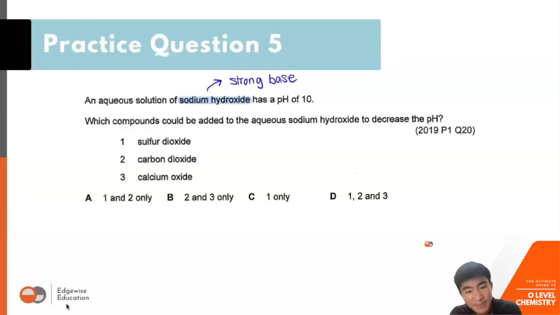Now, pH 10 is closer to pH 14. Which compounds can be added to sodium hydroxide to decrease the pH? When I try to decrease the pH, I need to add something with a pH less than 7. So what are the possible ones? 1, 2, or 3? Or everything? What's your answer? A, B, C, D.